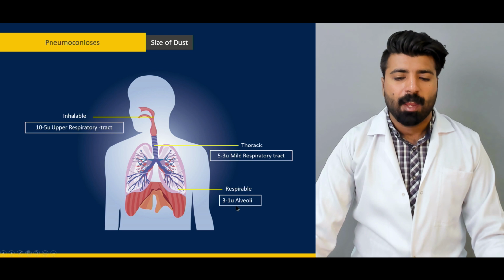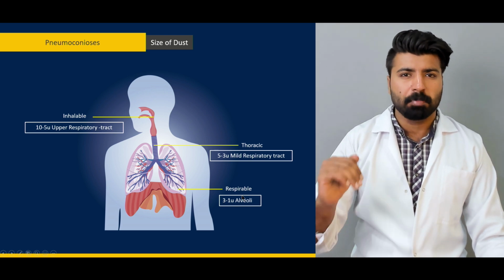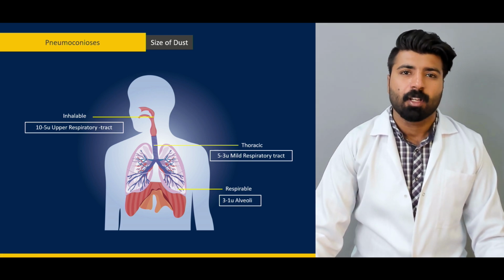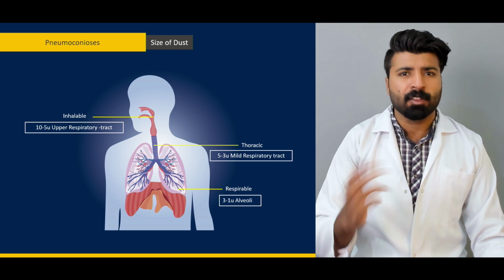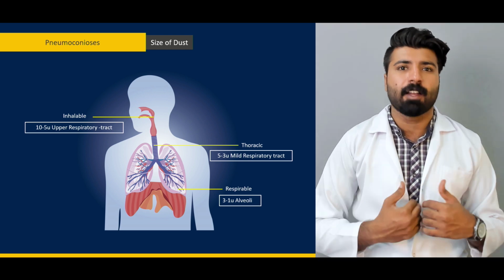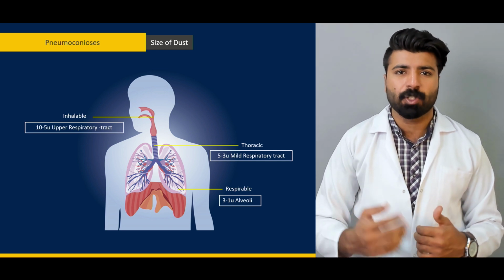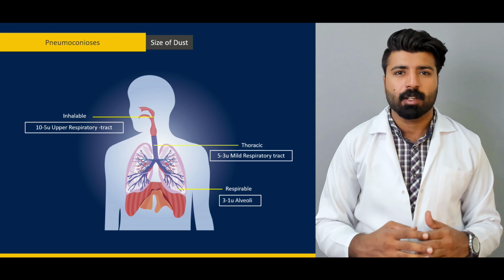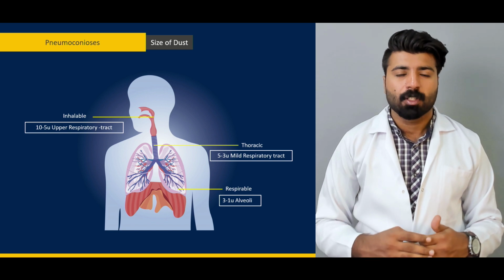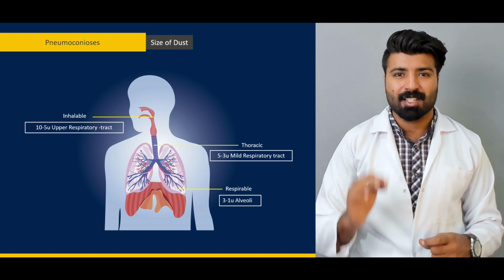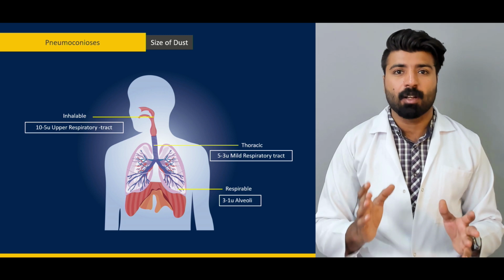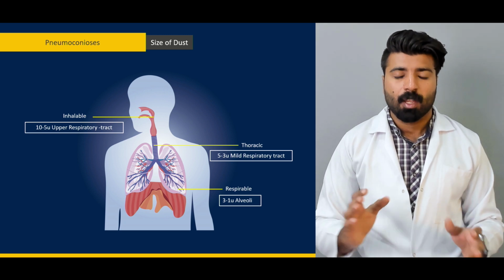And what if the structure goes down below 1 micrometer? It's so tiny that it will go to the alveolar level, but it will be expired out eventually, because it's so small that it won't hold inside the alveoli. So we have to define what size matters in this pathology.